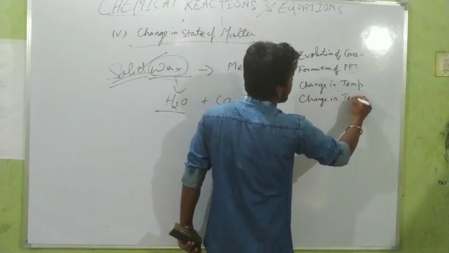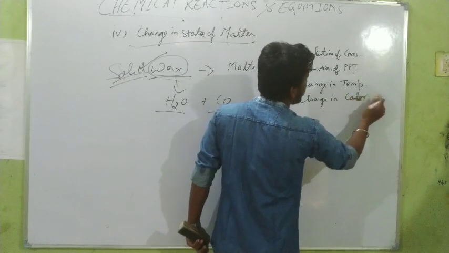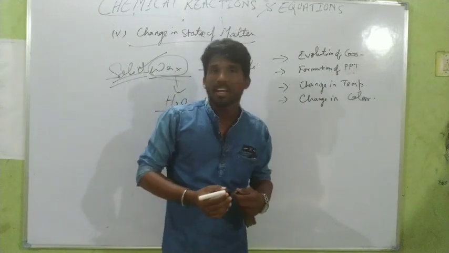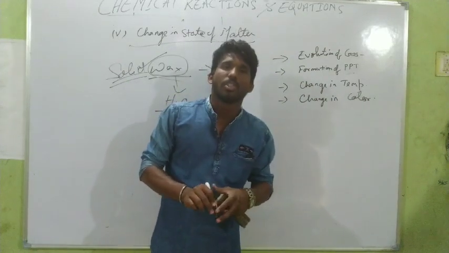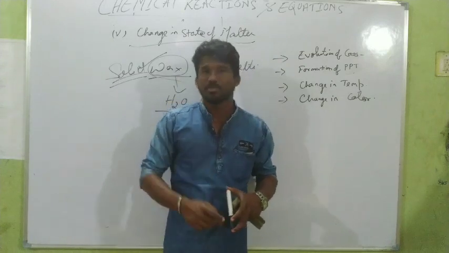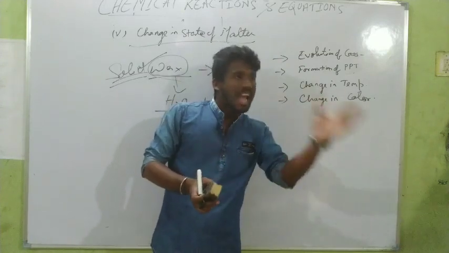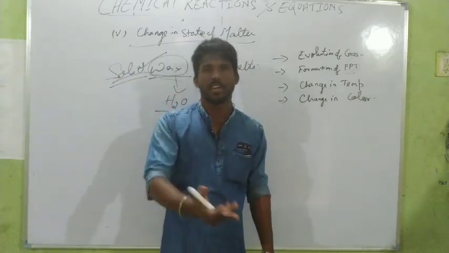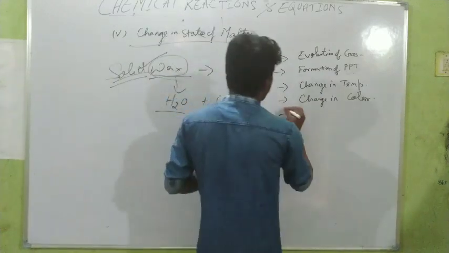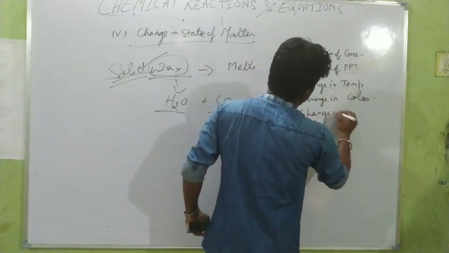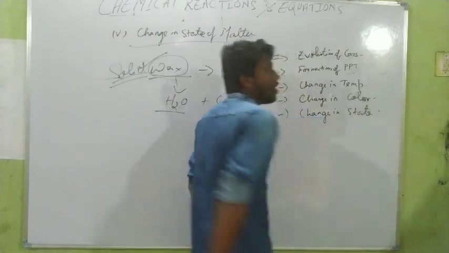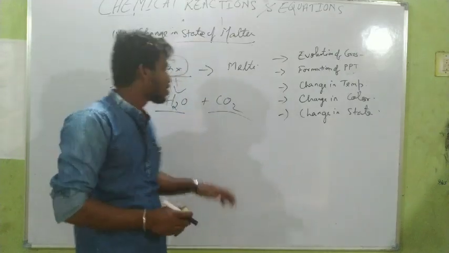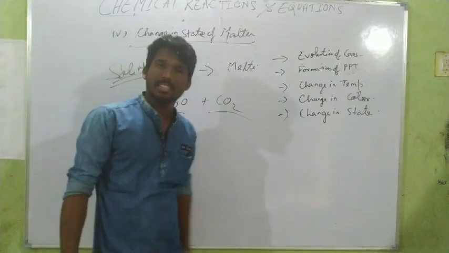Then we will go to change in color. Here I gave the example of potassium permanganate plus citric acid. They will form permanganic acid and potassium citrate, where the color of the reactant is purple, but the product becomes colorless. As there is a change in color, you can confirm that the reaction has taken place. The last one, change in state. Here is the example: wax melts down and provides you with water and carbon dioxide, meaning the solid state converts to liquid and gaseous state.